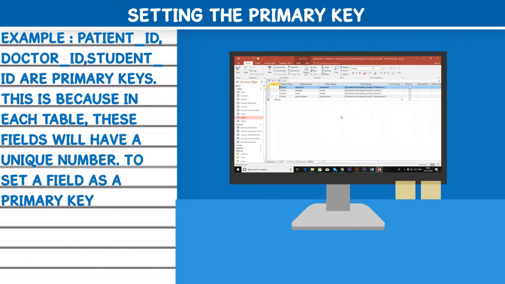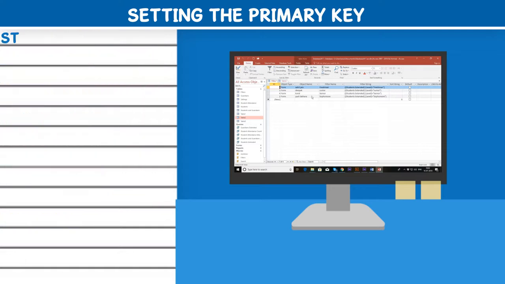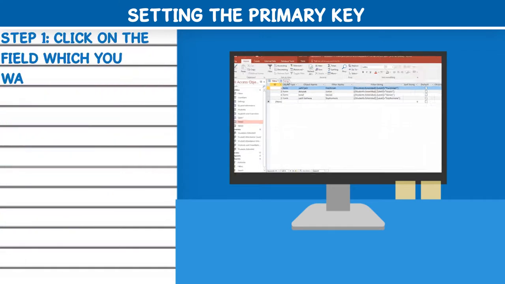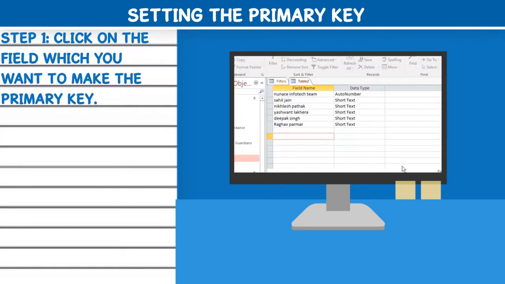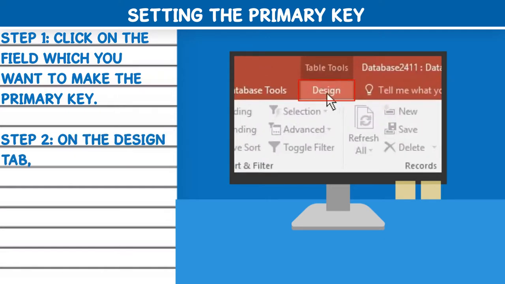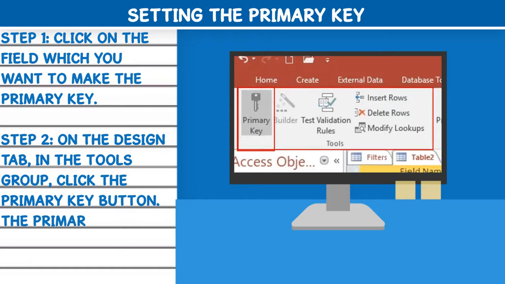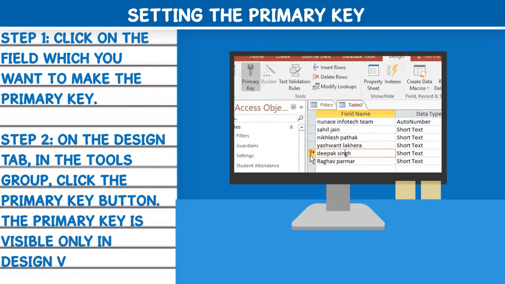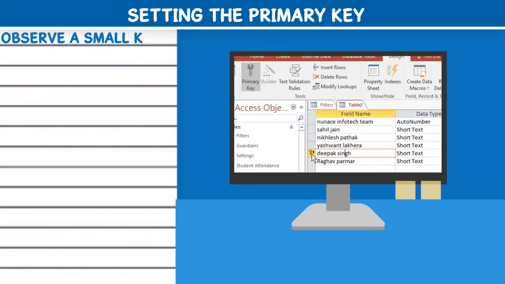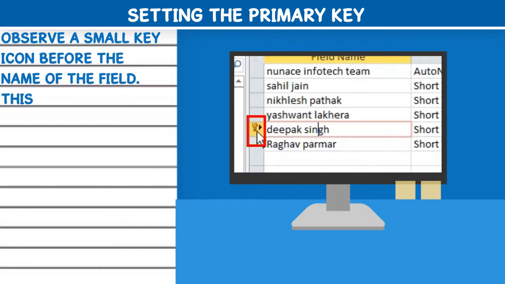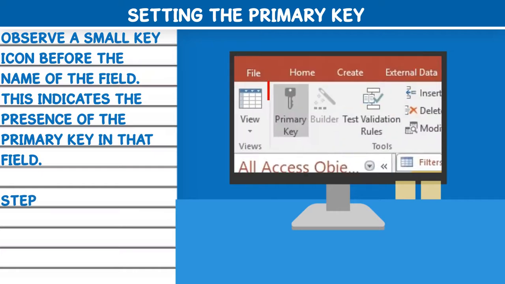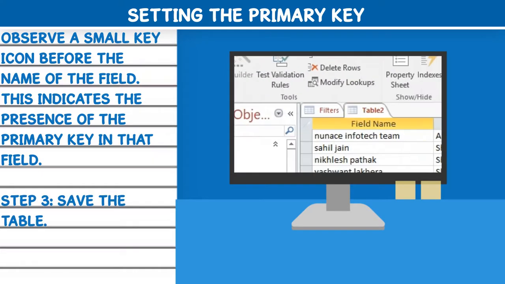To set a field as a primary key, follow the steps. Step 1, click on the field which you want to make the primary key. Step 2, on the Design tab, in the Tools group, click the Primary Key button. The primary key is visible only in Design View. Observe a small key icon before the name of the field. This indicates the presence of the primary key in that field. Step 3, save the table.